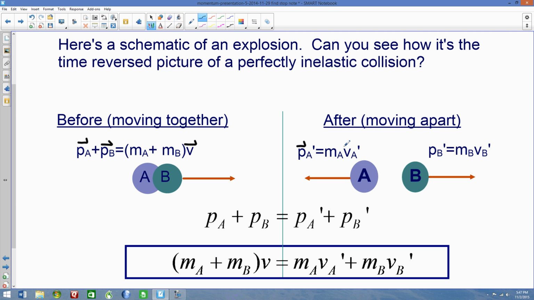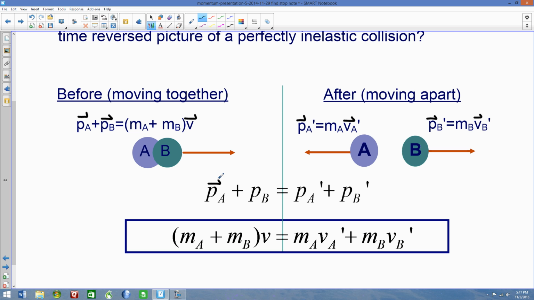After the explosion, notice that we have the momentum of particle A and the momentum of particle B, and they have two different velocities. So this tells us that the momentum we start with of both A and B has to equal the momentum we end with for A and B. And so we can say that the total mass times the initial velocity of A and B together is equal to the mass times the velocity of particle A after the explosion, plus the mass times the velocity of particle B after the explosion.